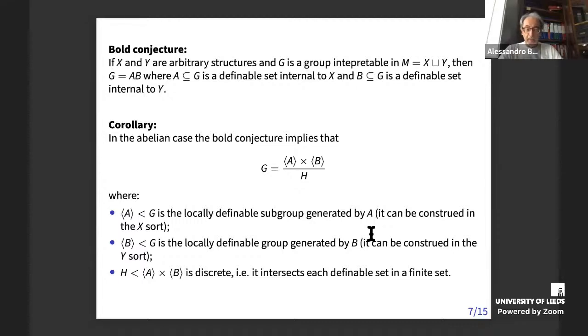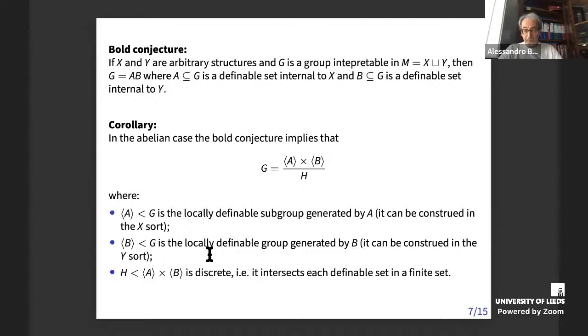The group generated by B is again locally definable. You take the direct product. This group generated by A, despite the fact that it uses the operation of G, turns out that it can be locally defined inside a single sort. And also B can be locally defined inside the other sort, up to isomorphism. And the kernel can be taken to be discrete in the sense that it intersects every definable set in a finite set.